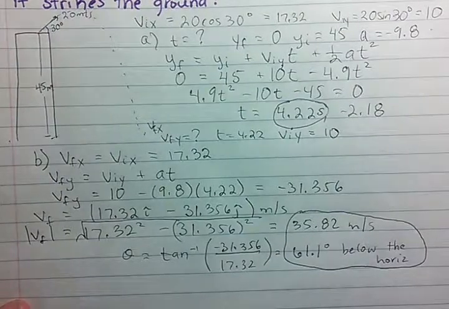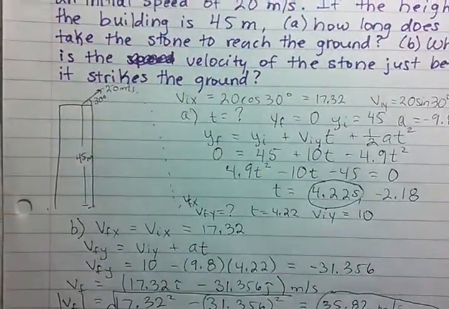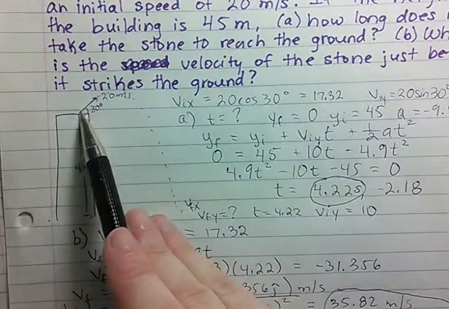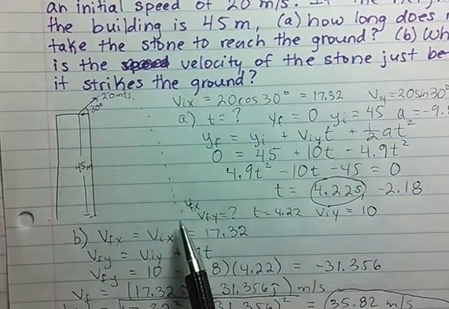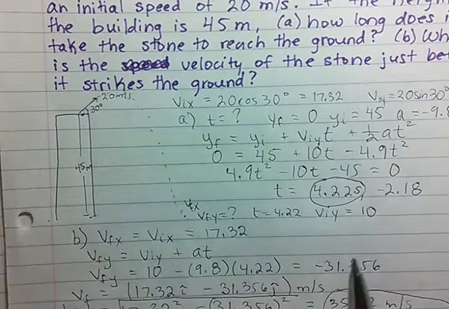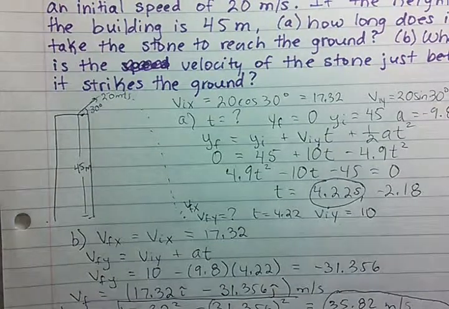So this is an example of a problem where the initial height is not the same as the final height. So I hope you know a little bit better how to do this type of problem now.